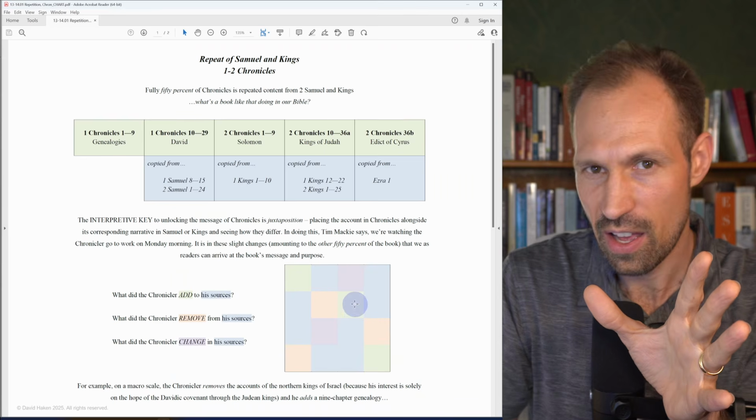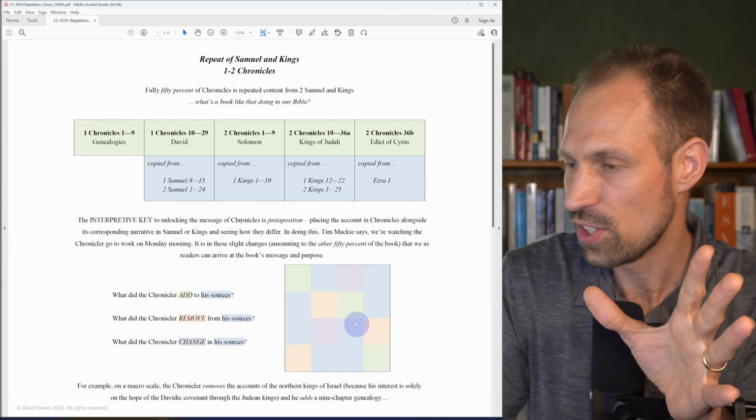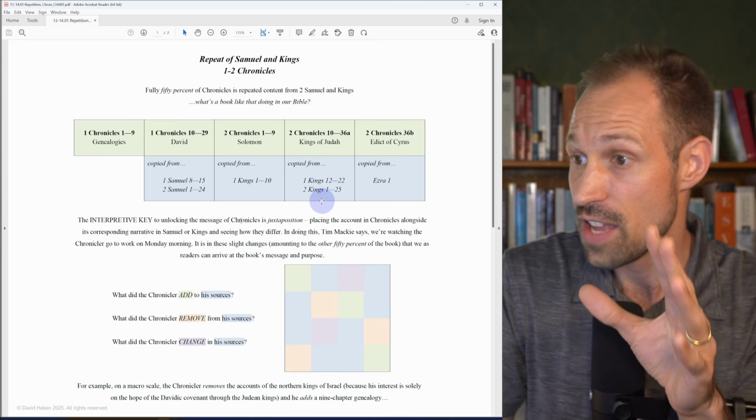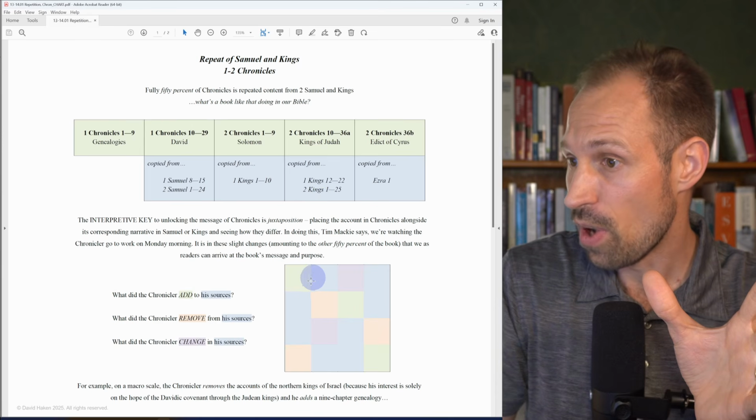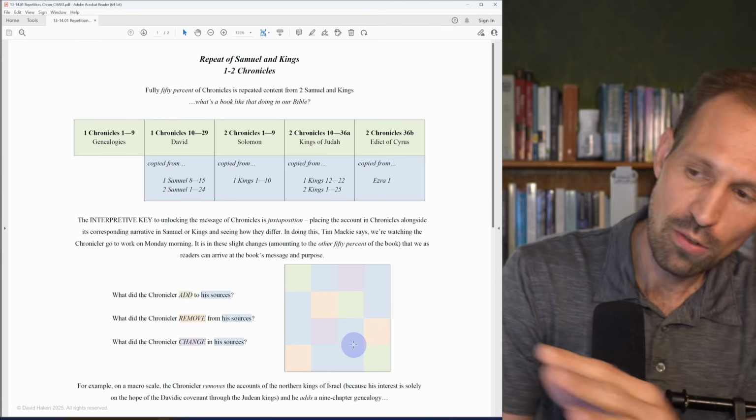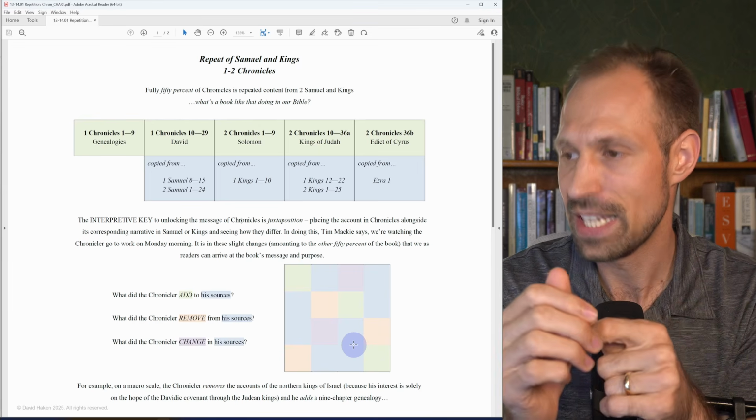Every line of 1st and 2nd Chronicles then becomes another puzzle to solve. And the key to solving that puzzle and the message of the whole book of Chronicles is in comparing Chronicles to its source material in Samuel and Kings. Think of Chronicles like a quilt. Okay, here is the quilt of 1st and 2nd Chronicles. And 50% of that quilt, all these boxes in blue, are taken right from the source material, Samuel and Kings.